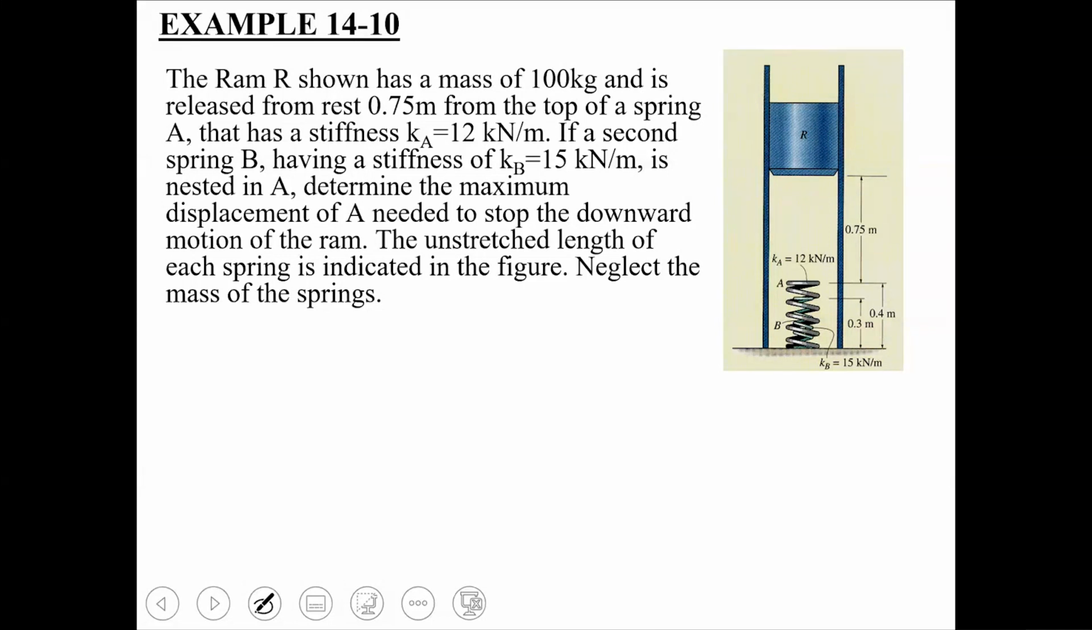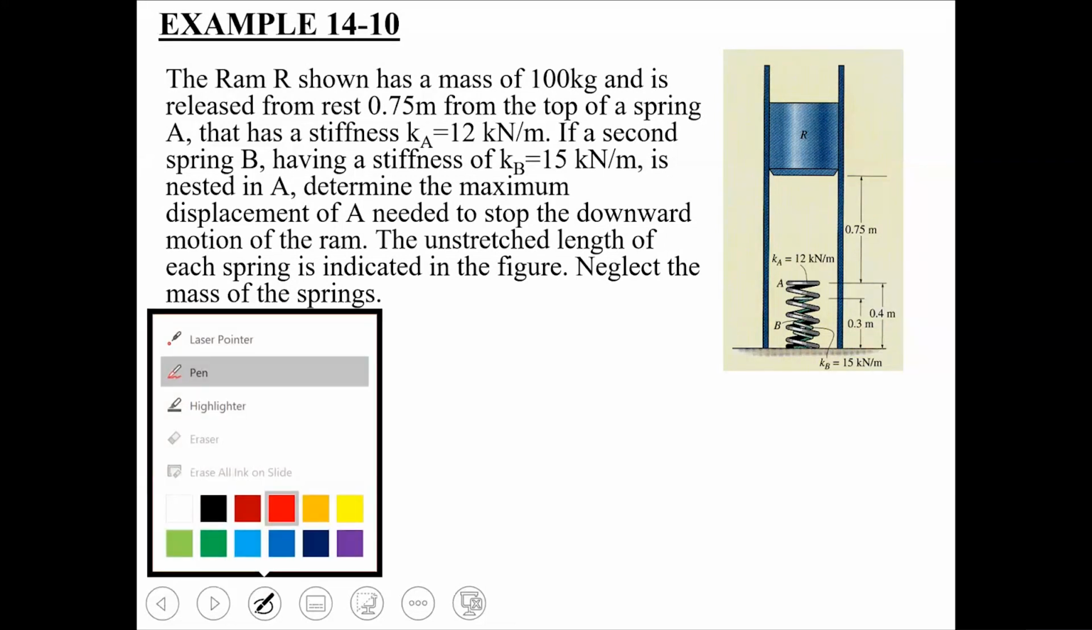The unstretched length of each spring is indicated in the figure. That is, spring A has an unstretched length of 0.4 meters, whereas spring B has an unstretched length of 0.3 meters. अब एक के बजाय आपके दो स्प्रिंग्स लगे हुए हैं और ये रैम रेस्ट से रिलीज की जा रही है from a point of 0.75 meters above spring A. You need to calculate the maximum deformation in these springs needed to stop the downward motion of this ram.